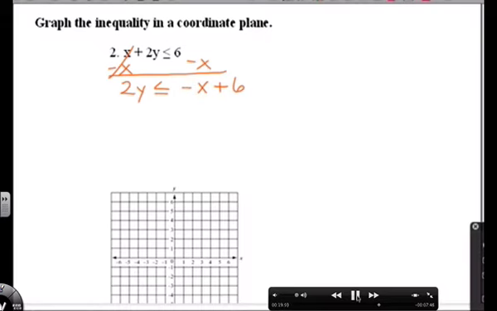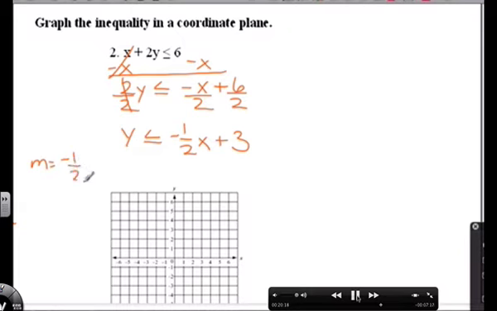I do not need to flip the symbol because I'm dividing by a positive number. I only flip the symbol when I divide by a negative number. So that leaves me with y is less than or equal to negative 1/2 x. 6 divided by 2 is a positive 3. So now I can pick out my slope, which is negative 1/2. My y-intercept is 0, 3.